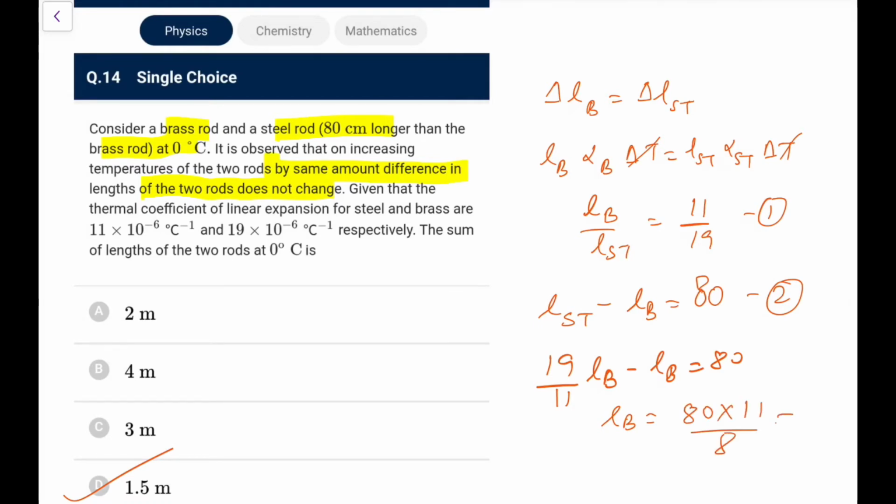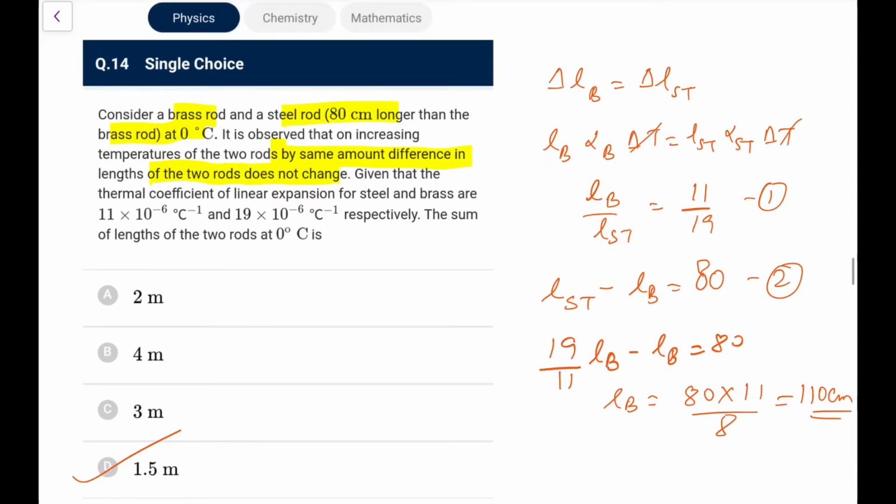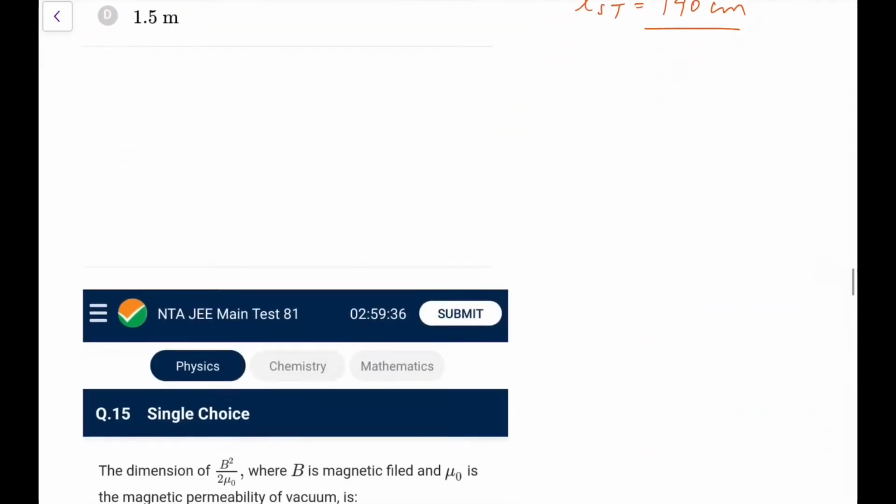So that is 80 into 11 by 8, that comes out as 110 centimeters, if I have done it right. 80 into 11, 19 minus 11 is 8, that is 110 centimeters. And length of steel is 110 plus 80, that would be 190 centimeters. So if I add them both, it would be 3 meters. So option C is going to be the appropriate one in this particular case.